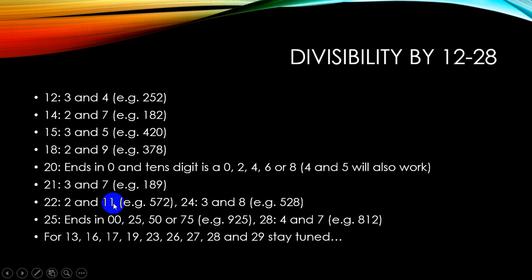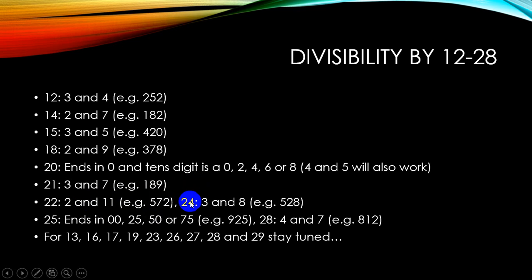22, you check for 2 and 11. So 572. Now remember the rule for 11 was just like 7 except a little bit easier in that you don't double the ones digit. You would break 572 into 57 and 2. You take the ones digit, and instead of doubling it, you just subtract it from the rest of the number. So 57 minus 2 gives you 55, which is, of course, 5 times 11, so it's a multiple of 11. And it's even, so therefore 572 is divisible by 22.